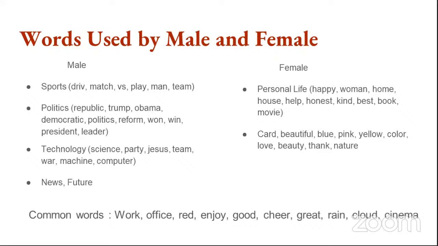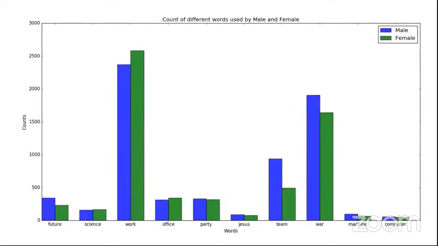Card, beautiful, blue, pink, yellow, color, love, beauty, thank, nature. These are the words mostly used by the female users. And the common words are work, office, read, enjoy, good, cheer, great, rain, clouds, cinemas. These are the common words which are used by both male and female users. So these are the distributions of different words used by the male and the female users.